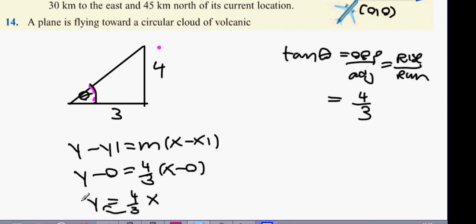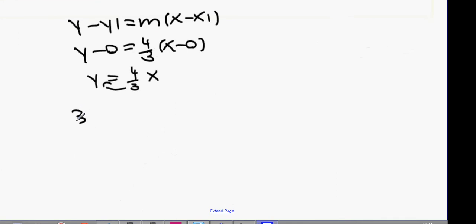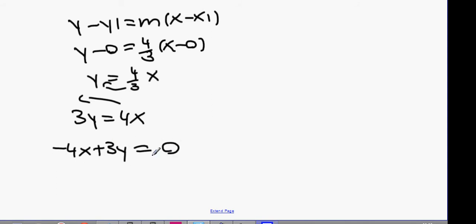Cross multiply the 4, and then we get 3y equals 4x. Bring the 4x over to the other side, or the 3y over the other side, whichever one you want. Can't go wrong either way. 4x minus 3y equals 0. Right?